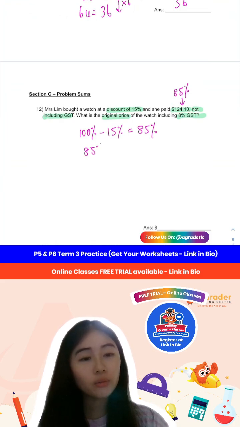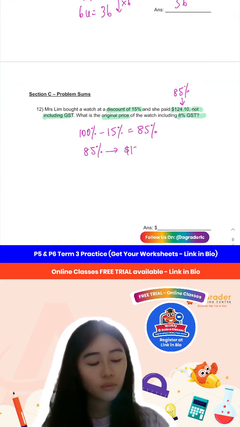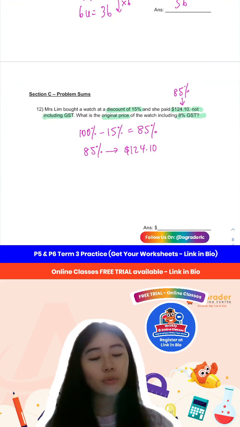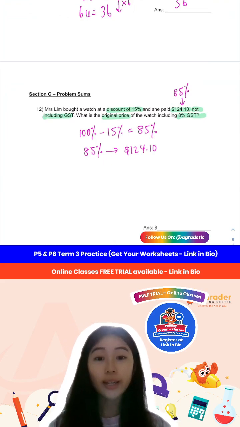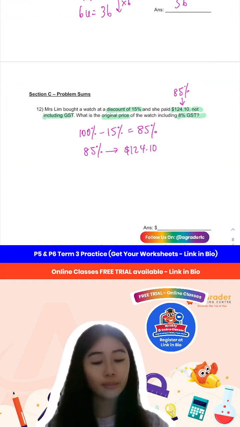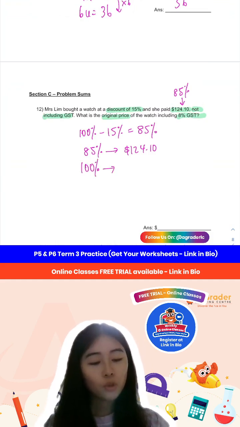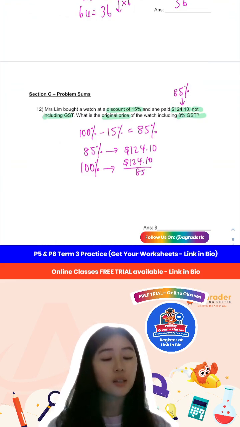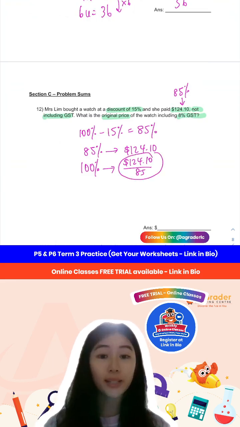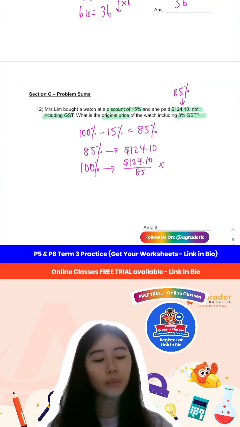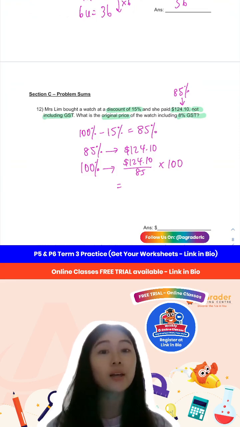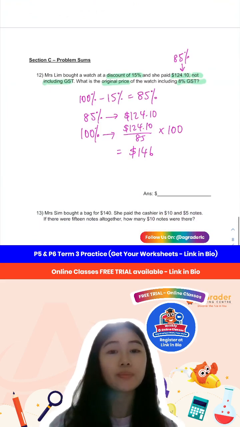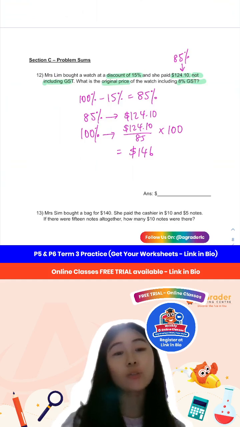So I'm going to write that down. Okay. So then you can find out the original price next. Original price refers to 100%. So you are going to use 124.10 divide by 85 first. When you do this, this represents 1%. Okay, so right now I have 1%. Then I'm going to times 100 to get 100%. Put it into your calculator, you will get exactly $146. So this is the original price, $146.